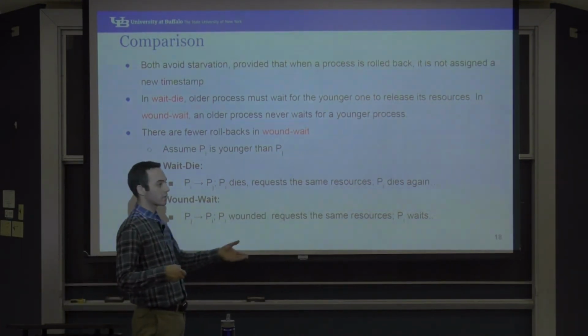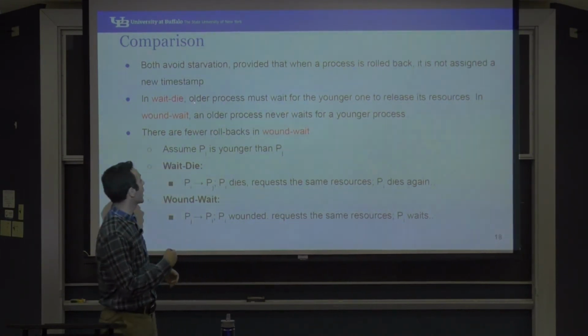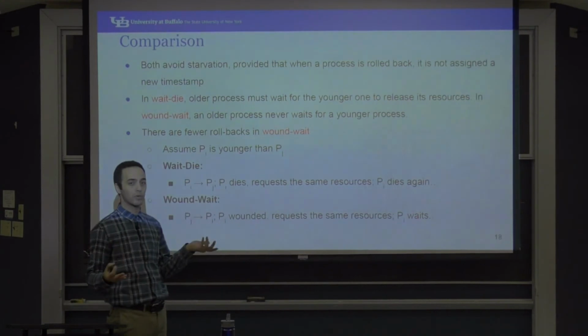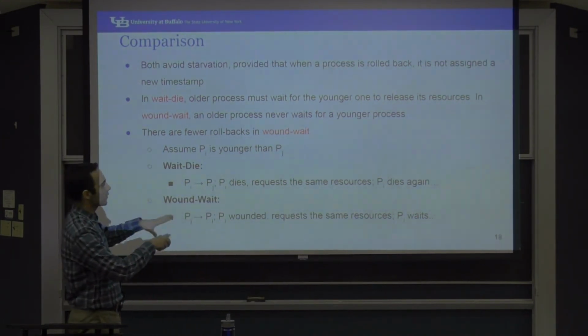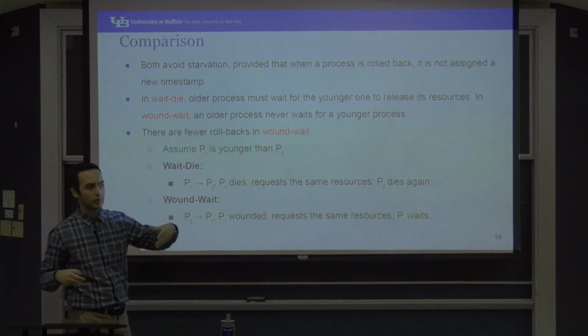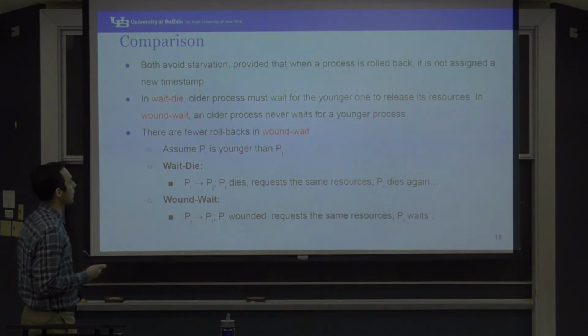And again, this is not the process itself. In wait-die, the process itself dies, so it knows how to release its resources or save its state, whatever. But in the case of wound-wait, because another process or your operating system is trying to wound the process, it's not very easy, right?